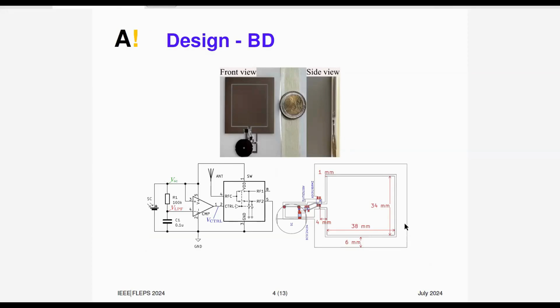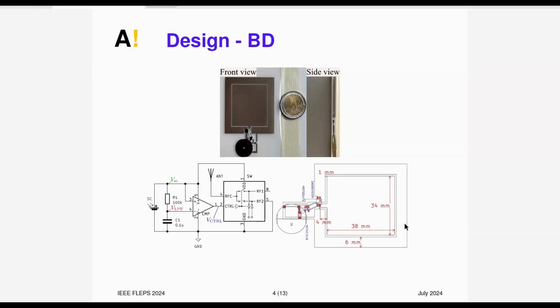This is the design of the backscatter device. The upper one is the manufactured prototype. As you see, it's compact and thin. And on the lower side, we have the schematics, composed of the circuitry and the coplanar waveguide patch antenna that was used in a previous study of our research.